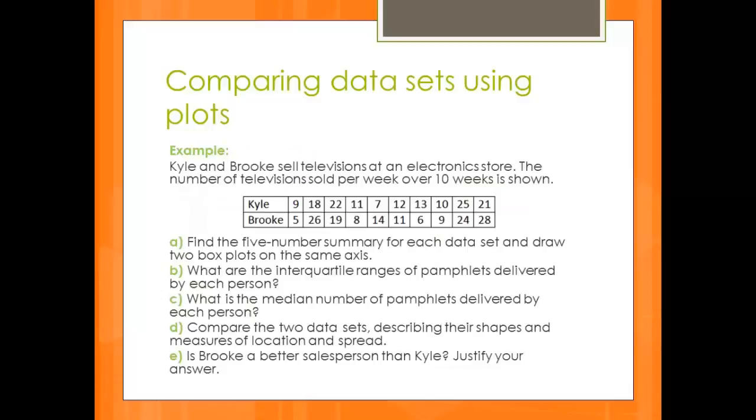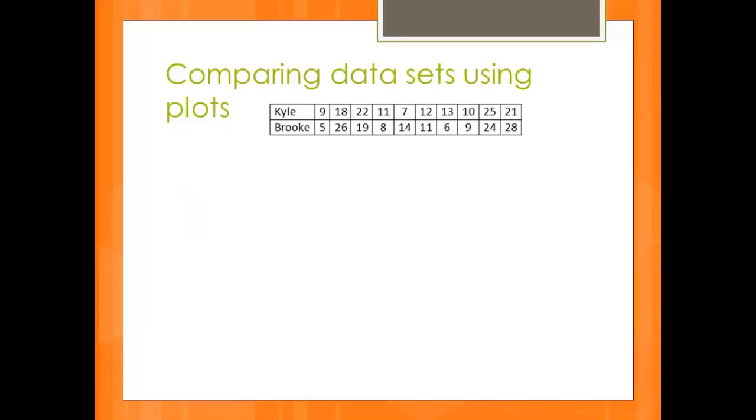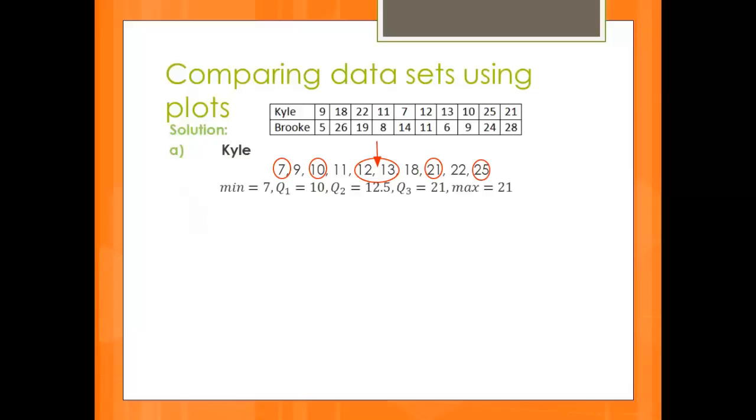Using the data in this table, we're asked to compare these two salespeople using a box and whisker plot. To begin with, we'll find the 5-number summary for Kyle. So start by listing the scores in order. Identify the minimum, the lower quartile, the median, the upper quartile, and the maximum. This gives us our 5-number summary for Kyle.